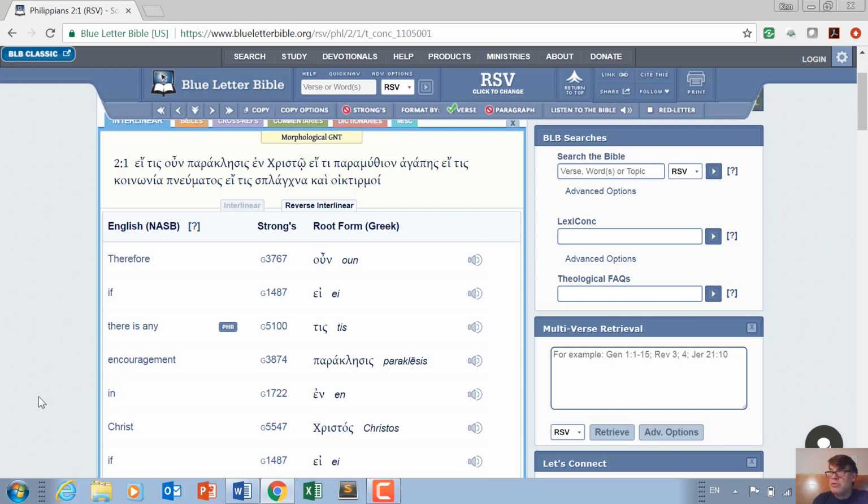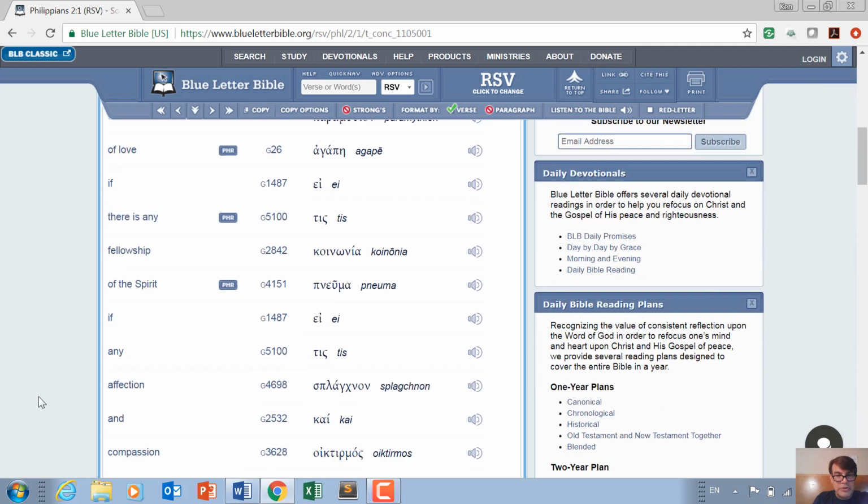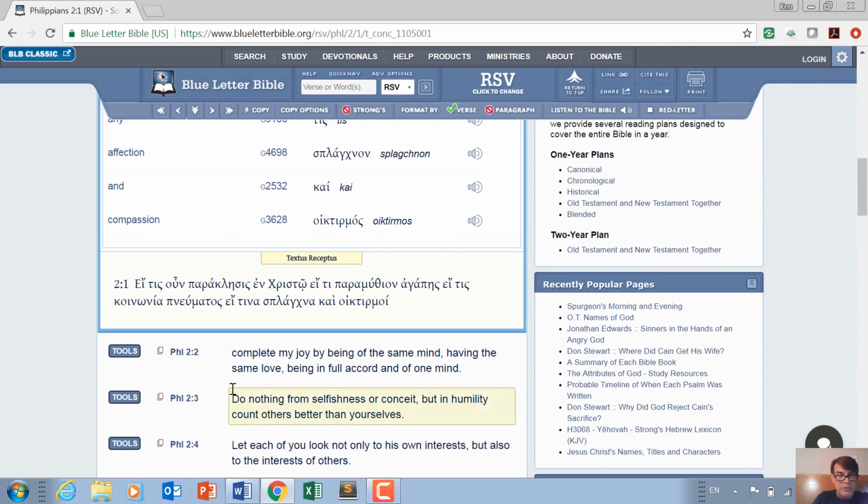There's no inspired grammar, so to speak. Okay, well, this has been me making a very simple verse very drawn out. Okay, moving right along to verse 2. So let's go ahead and look at verse 2.